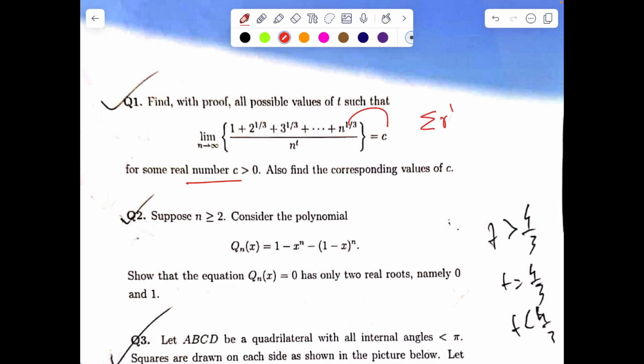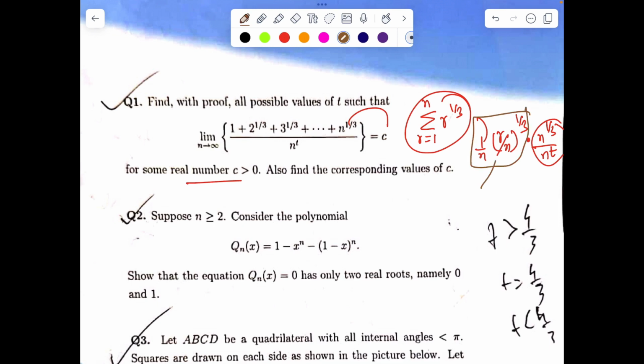This was also an easy problem because you can convert it into sigma r to the power 1 by 3, r running from 1 to n. That demands r by n to the power 1 by 3, a typical problem from integration, which connects the integral as a limit of a sum. We have a factor of n to the power 1 by 3, and we have 1 by n, so we have divided by n to the power t.